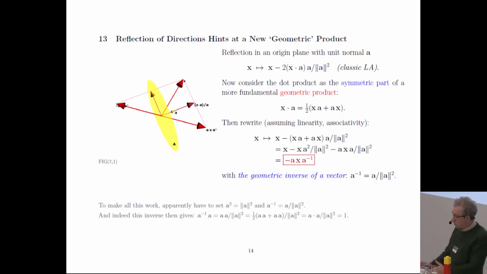So by doing this trick of saying there is a deeper product of which the dot product is only the symmetrical part, I can get a much simplified thing. And if I want this to be true, I see that I have to assume certain properties of that product. I have to assume linearity, associativity. I have to assume that a squared equals a dot a. So wanting this to be true dictates the mathematics that comes out of this.